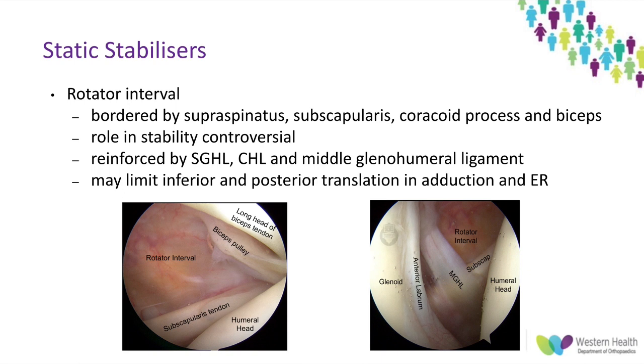The rotator interval is bordered by the supraspinatus, subscapularis, coracoid process, and the biceps. Its role in stability is quite controversial. The rotator interval is reinforced by the superior glenohumeral ligament, the coracohumeral ligament, and the middle glenohumeral ligament. It's possible that it may limit inferior and posterior translation when the arm is in adduction and external rotation.